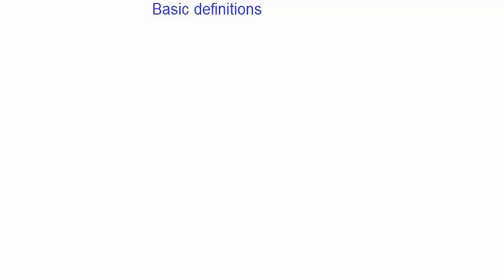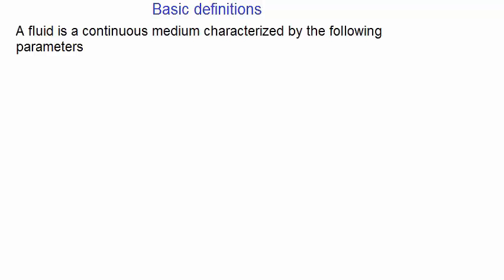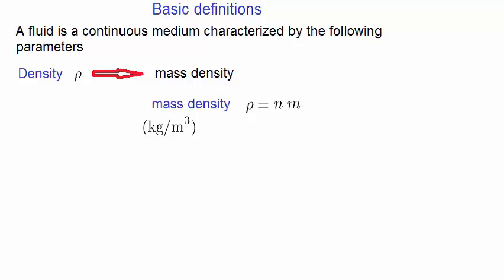We'll also derive this and explain why it's sometimes referred to as the force equation. Let's start with some basic definitions of the fluid approach to plasmas. In general, a fluid is regarded as a continuous medium, characterized by a few parameters. The density, rho, but in this case, it's not the number density, it's the mass density. Nevertheless, on many occasions in plasmas, we still need to refer to the number density of the plasma. So we relate the mass density rho with the number density n and the mass of each particle m.